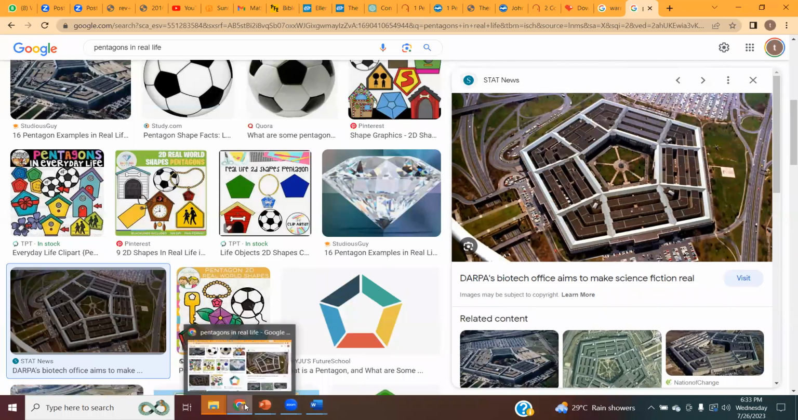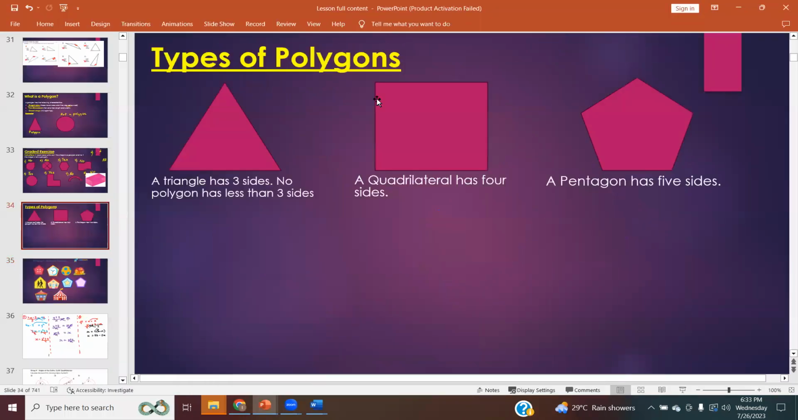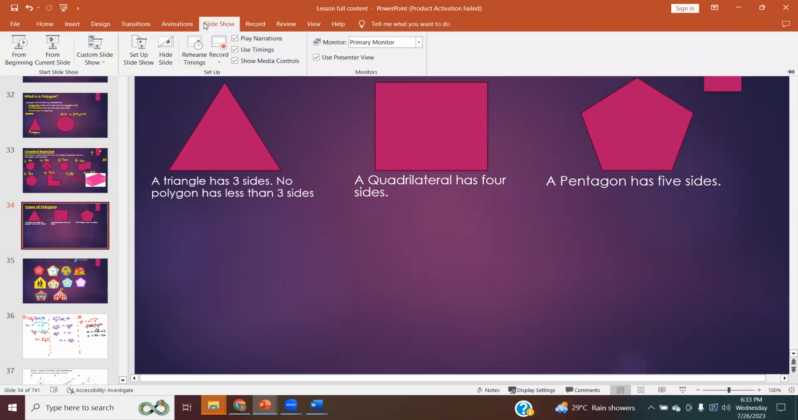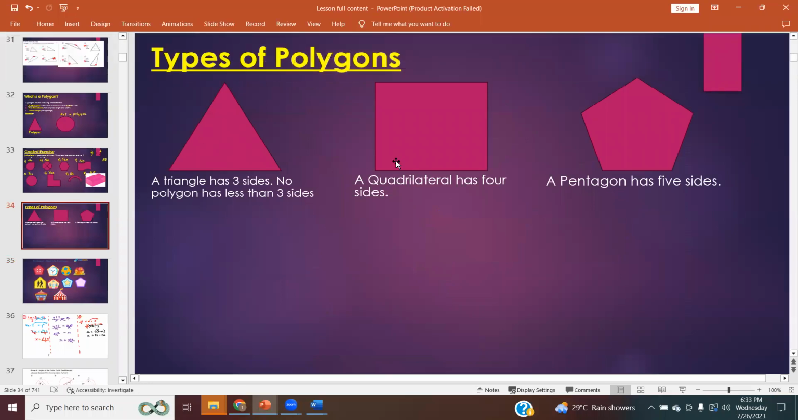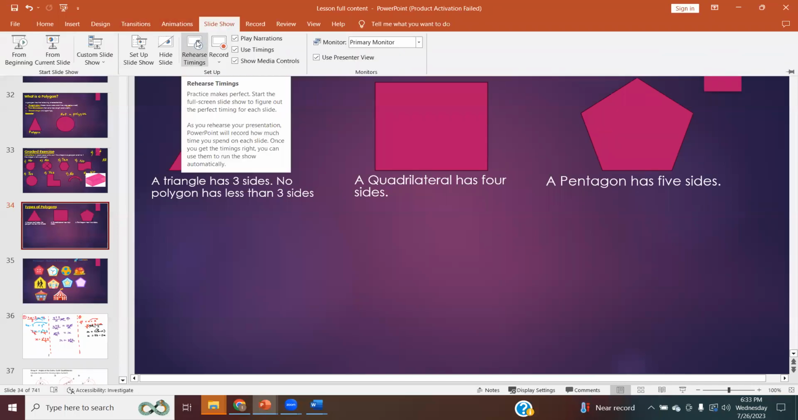All right, so let's move on. After pentagon, what other shape do we have? We have triangle, quadrilateral, pentagon. What else? Rectangular prism? Rectangular prism is not a polygon. It's a 3-dimensional shape.